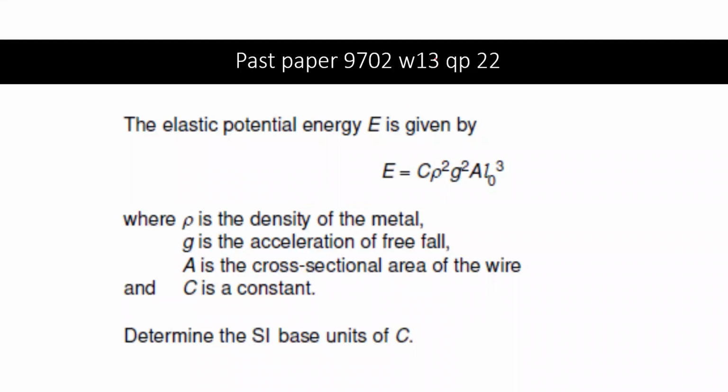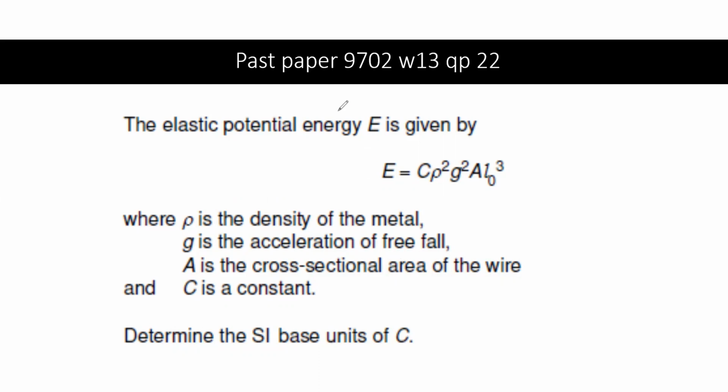Next question is, the elastic potential energy E is given by E equals C rho square g square A L0 to the power 3. Rho is the density of the metal, g is the acceleration of free fall, A is the cross-sectional area of the wire, C is a constant. Determine the SI base unit of C.